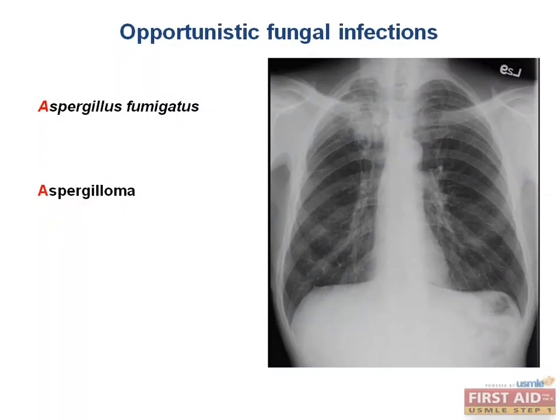The aspergilloma is this opacity in the right lung apex, so you can see the opacity pretty well here. Again, remember that the key to reading these images on Step 1 is looking for asymmetry. So you can see here, there's an opacity here that does not appear on the left side.